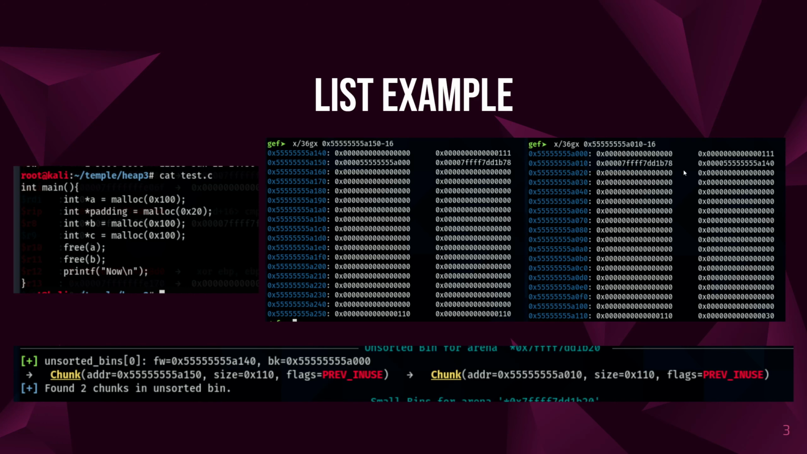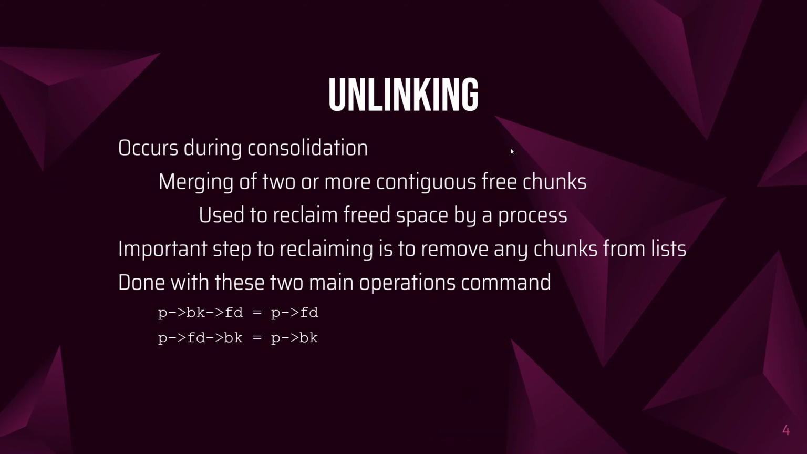If we check B's, we can see the same thing. The forward pointer points back to the arena, and the backward pointer points back to A. This is what we're going to abuse. Unlinking occurs during consolidation, or the merging of two or more contiguous free chunks that are of correct, or believable, sizes. It won't matter for fast bin chunks because they don't look to be freed, so they won't be consolidated. It's also used to reclaim freed space, making the two chunks become one giant chunk, so we can allocate something large enough that wouldn't fit if they were separate.